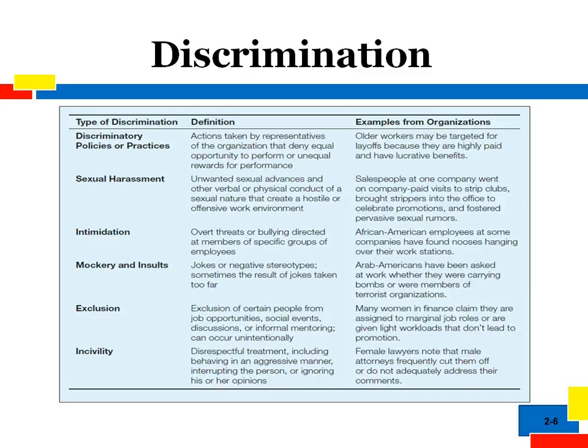Sexual harassment. This is a big area of discrimination. So any unwanted sexual advances, verbal, physical contact of a sexual nature that creates an uncomfortable, hostile, or offensive work environment. So this is something where a lot of employees need additional training, because it's sometimes hard to figure out that line between what's acceptable, what's not acceptable. Some things are clearly not acceptable, and some things are a little bit more in the gray area.